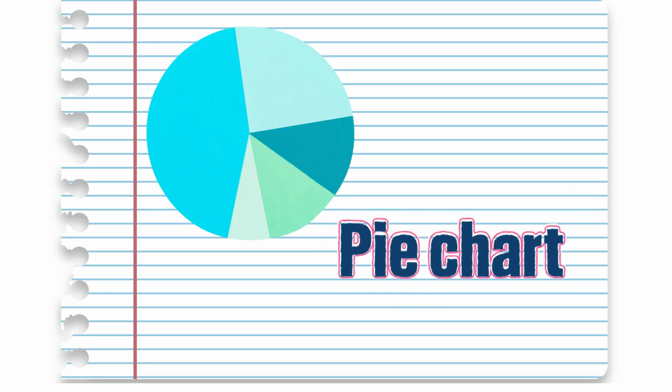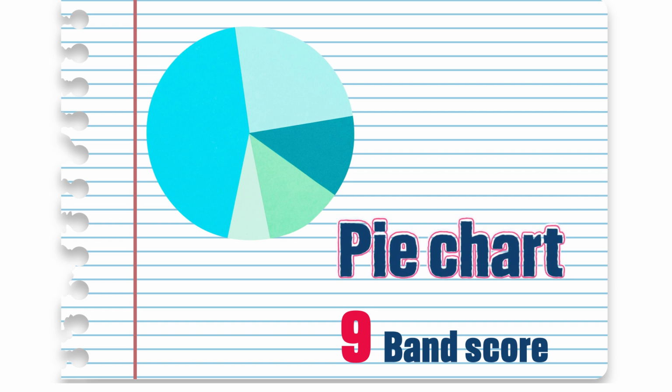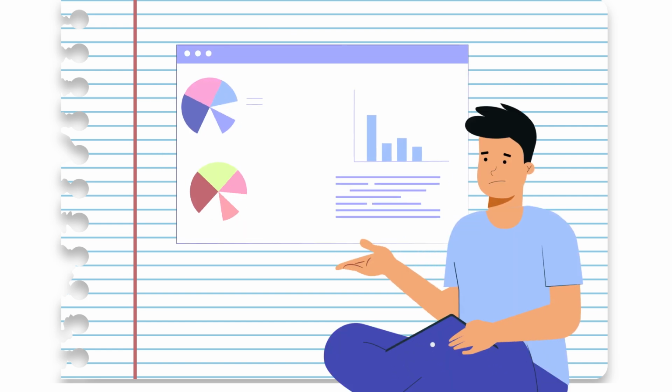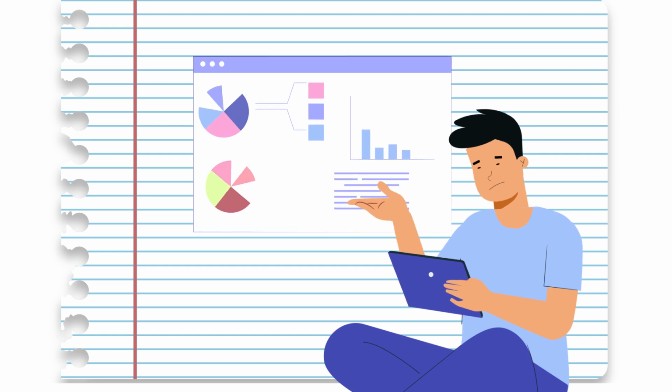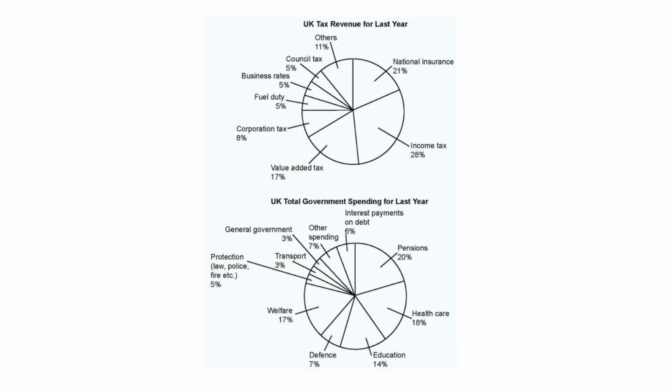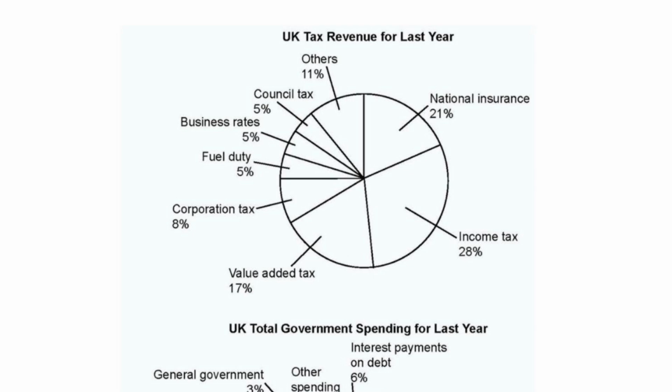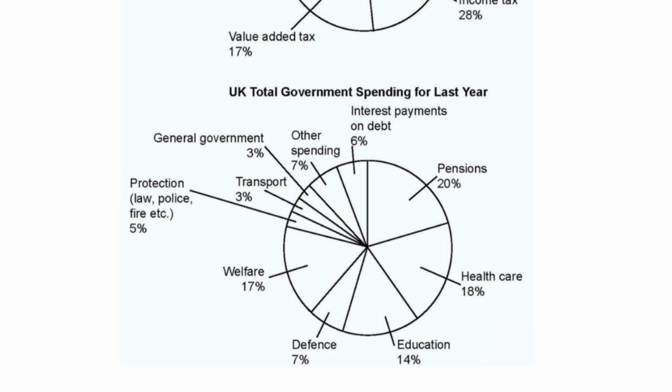Well, today we're going to talk about pie charts, and we're going to write a 9-band score IELTS Task 1. Today we'll also see how we can write a very good report when there is a lot of data provided in our chart. As you can see here, there are a lot of percentages. So how can we make sentences that will not sound repetitive to the examiner? And as you can see, there are two pie charts. The first one is about UK tax revenue for last year and UK total government spending for last year.